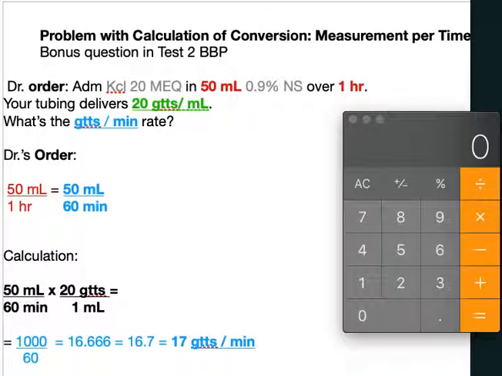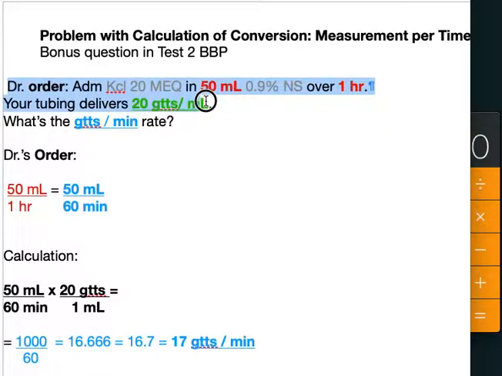Okay, this is the problem with the calculation of a measurement in a certain amount of time. So the problem was in three parts: the first part, second, and third. The first was the doctor's order: administer this KCl 20 mEq in 50 milliliters of normal saline over 1 hour.